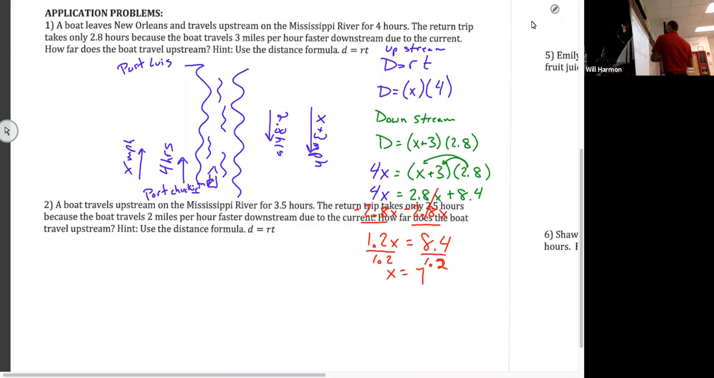But Louis, it asks what? How far, right? So my rate is 7, and I want to know how far. Well, I'm going at 7 miles per hour upstream, right? And I went for 4 hours. So it's 28 miles.